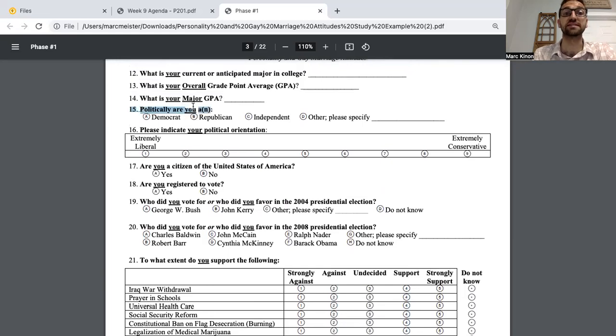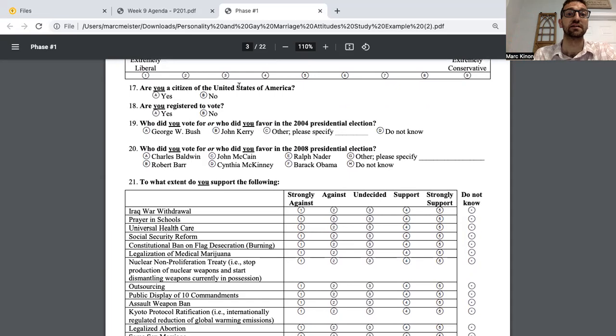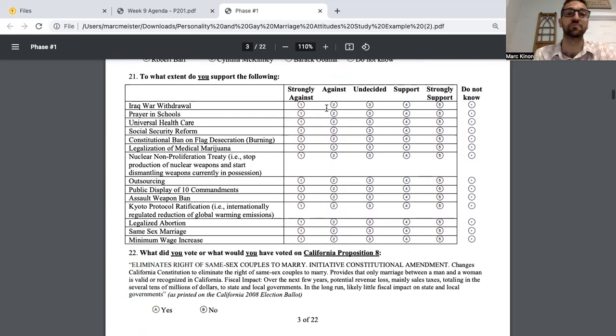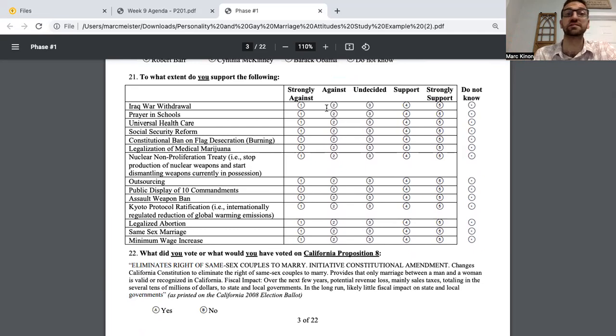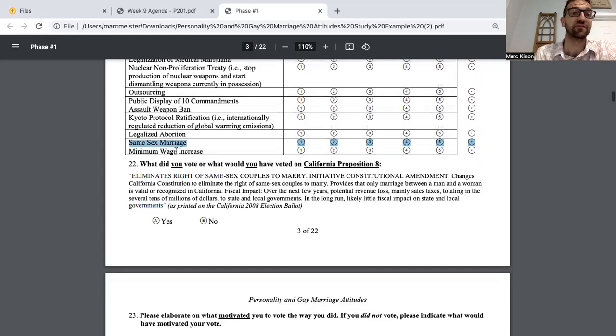Then participants were asked a series of politically related questions, including political party, political orientation, are you a citizen of the United States? Are you registered to vote? Who did you vote for in the 2004 presidential election, the 2008 presidential election? Then participants were asked to indicate the extent to which they supported or were against the following issues: Iraq war withdrawal, prayer in schools, et cetera, all the way down to minimum wage increase. Well, yeah, let's not forget same-sex marriage. A lot of people are using that variable.